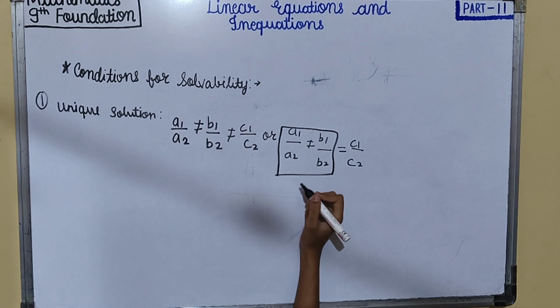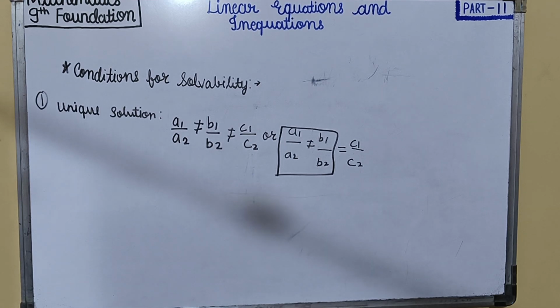a1 upon a2 is not equal to b1 upon b2. First we'll write the conditions, then we'll solve some examples, according to which we'll know what the uses of these conditions are, and what these a1, b1, c1 and all are.